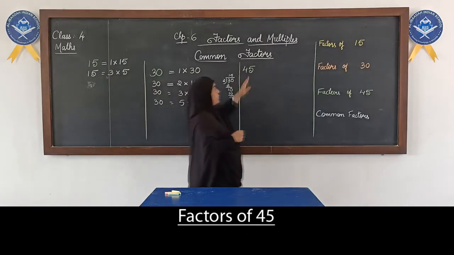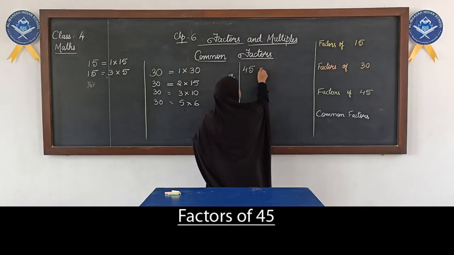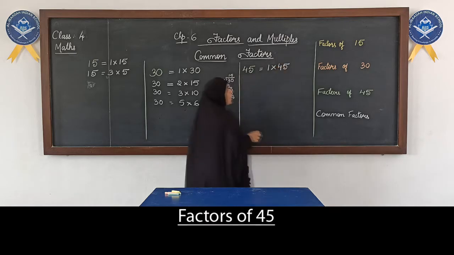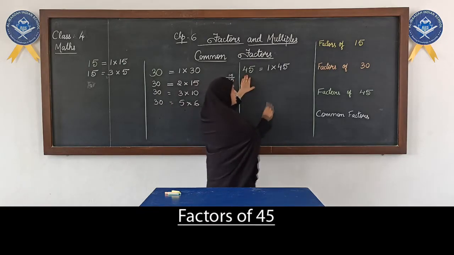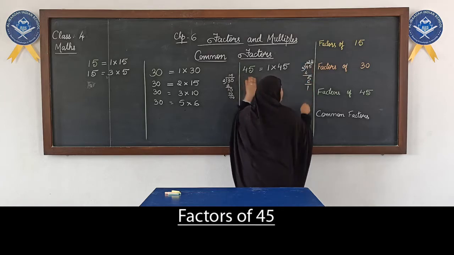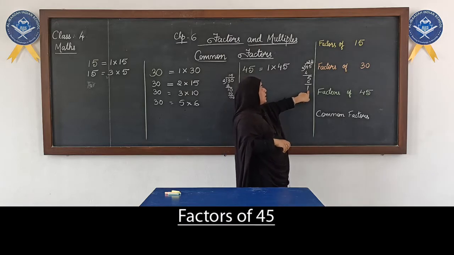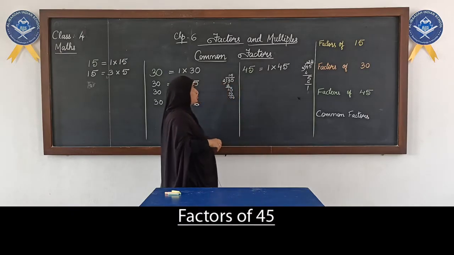Now, we have 45. We will try to find all the factors of 45. Starting with 1. 1 into 45 is 45. So, 1 and 45 both are factors of 45. 2. Let us divide and check 45. If we divide with 2, will it divide completely or will it leave any remainder? Yes, it is leaving one remainder. Okay, so, 2 is not a factor of 45 because there is a remainder 1 after dividing 45 with 2.